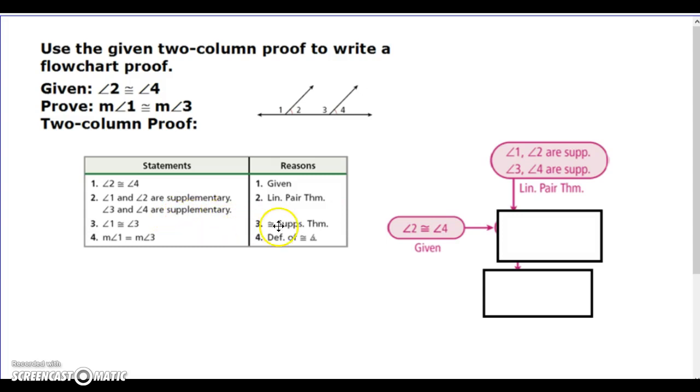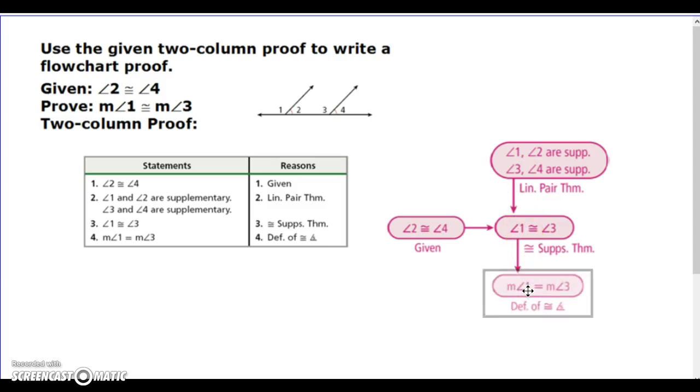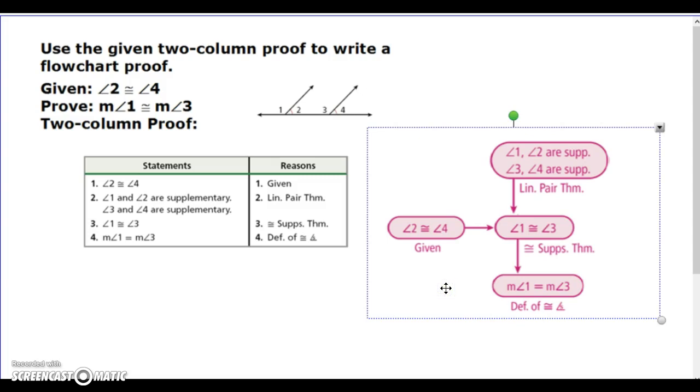Angle 1 is congruent to angle 3 by congruent supplements theorem, right? If angle 2 and angle 4 are congruent, then we can say angle 1 and angle 3 are congruent. Finally, we say measure of angle 1 equals the measure of angle 3 by the definition of congruent angles.